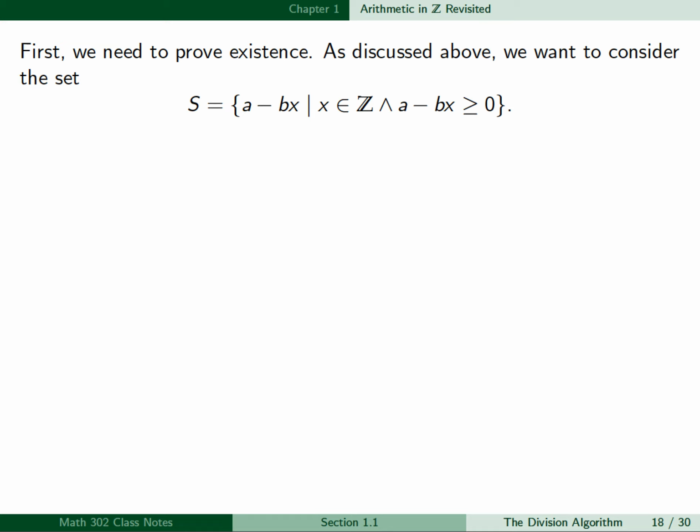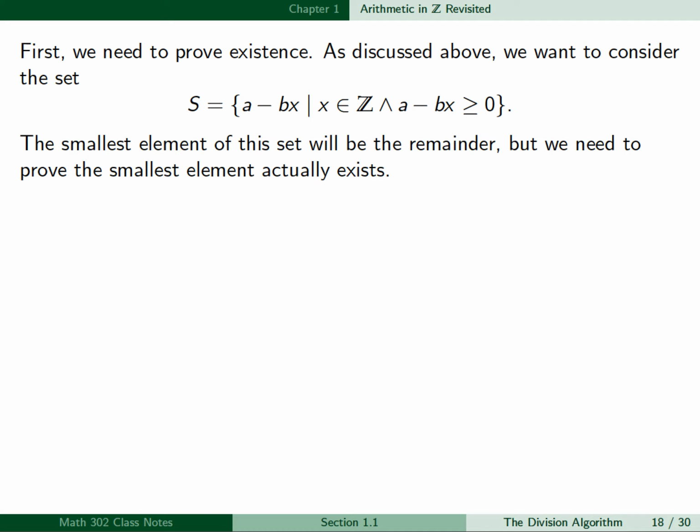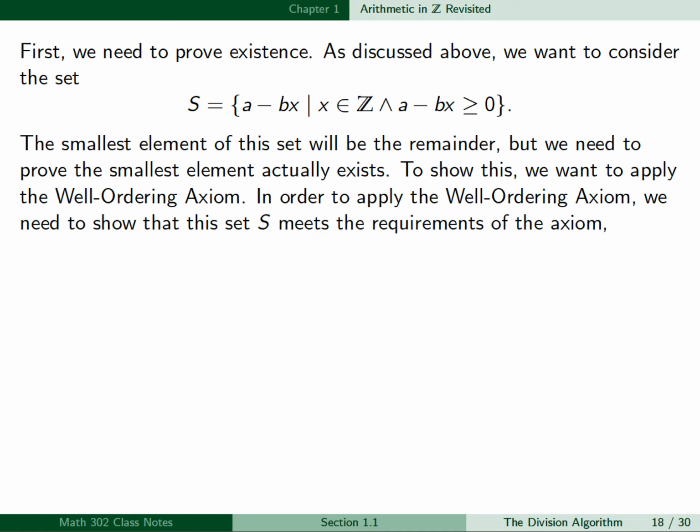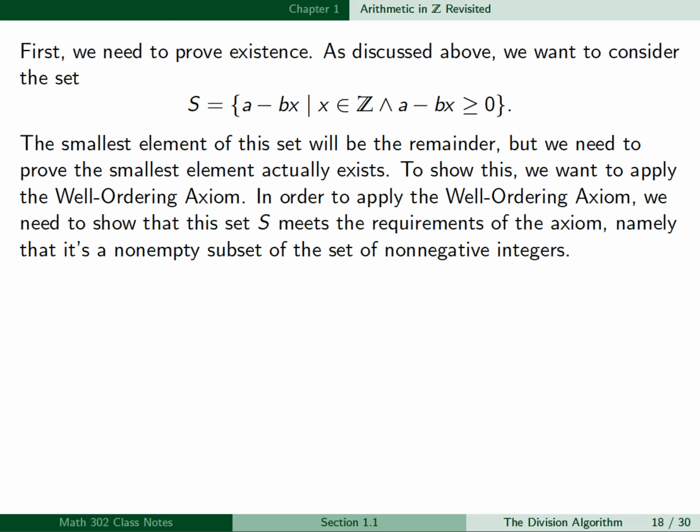As discussed above, we want to consider the set S consisting of the differences a minus bx such that x is an integer and a minus bx is greater than or equal to 0. The smallest element of the set will be the remainder, but we need to prove that the smallest element actually exists. And to show this, we want to apply the well-ordering axiom. In order to apply the well-ordering axiom, we need to show that this set S meets the requirements of the axiom, namely that it's a non-empty subset of the set of non-negative integers.